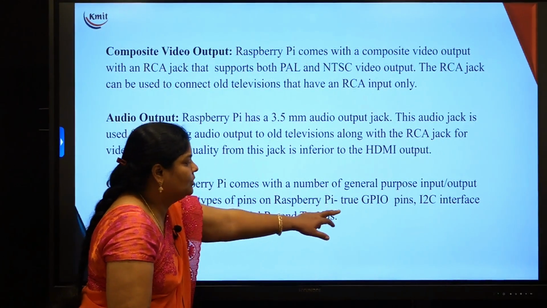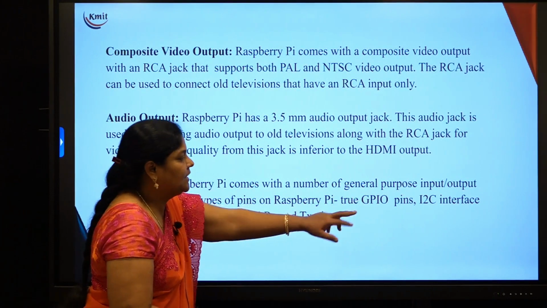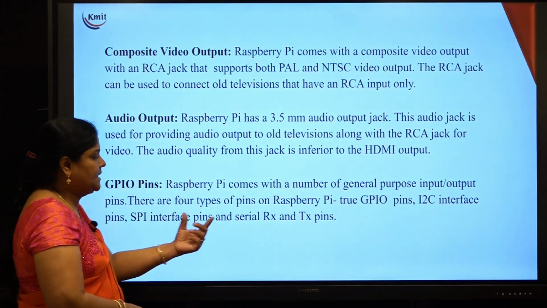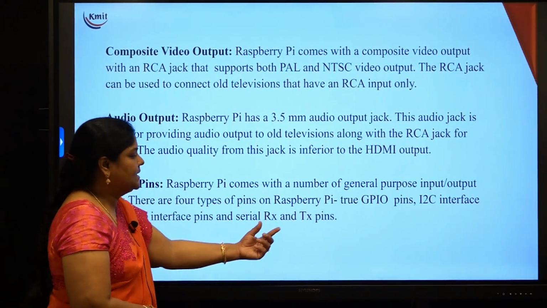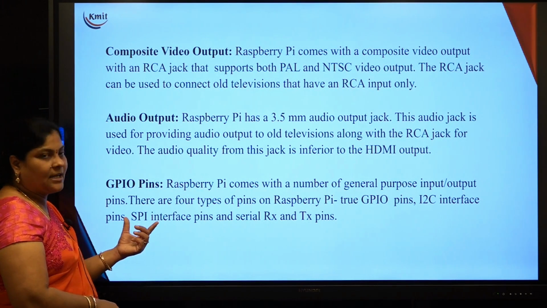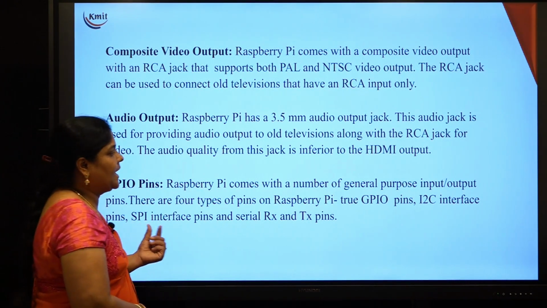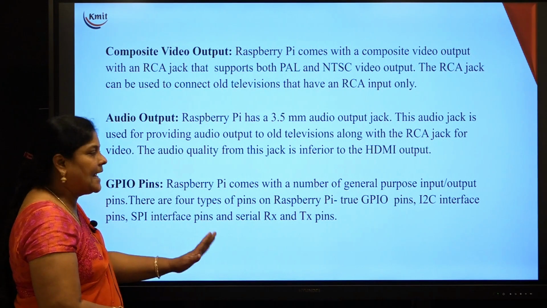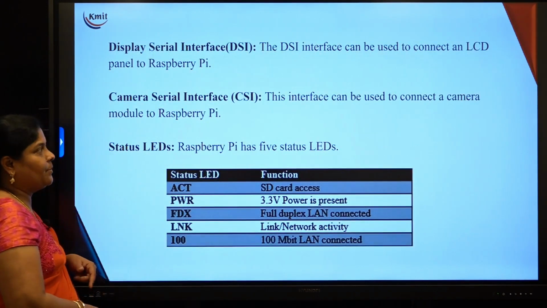Raspberry Pi through GPIO pins along with I2C interface. Next, SPI interface pins, and you also have serial RX and TX pin, receiver transmitter. In the same way, you have serial communications. One type is SPI, another type is I2C. So, these are the 4 different categories among those 40 GPIO pins.